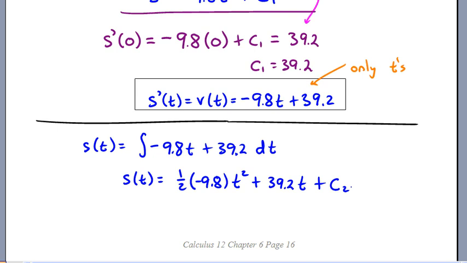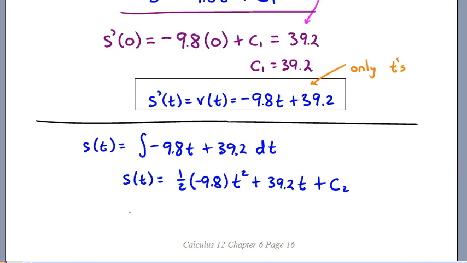So just like last time, I'm going to do a little substitution in there. I'm going to put in the time that they mentioned. They said at time 0, we're going to have a position of 44.1. So let's substitute in.